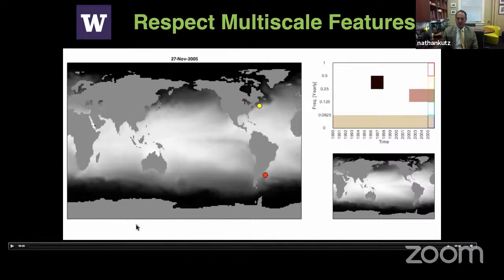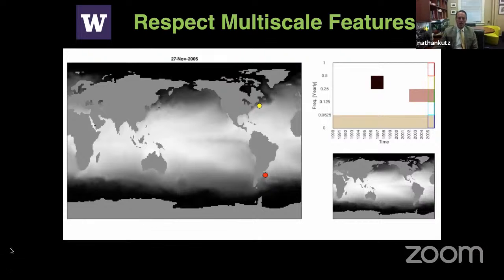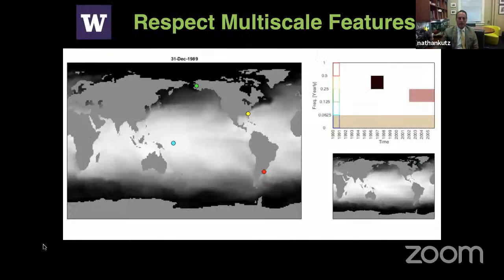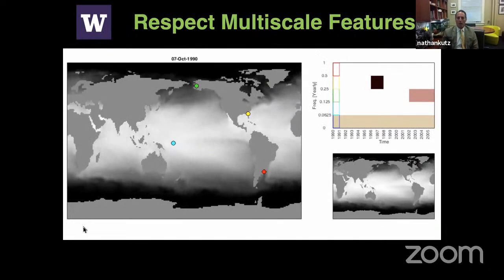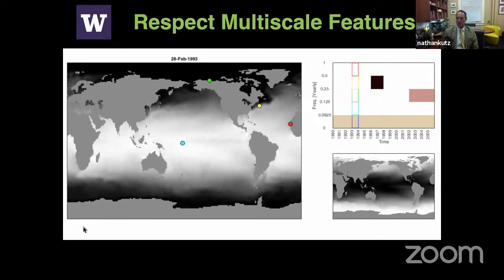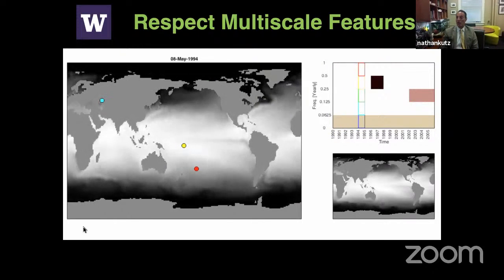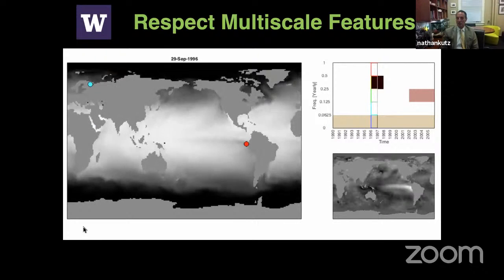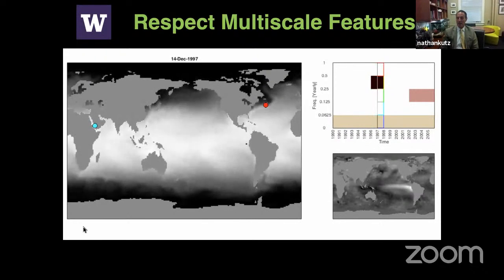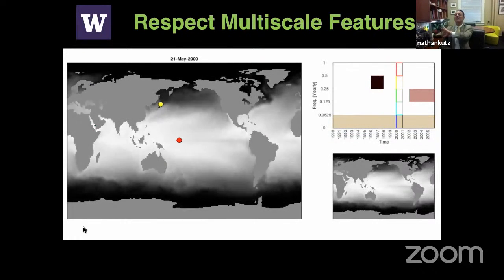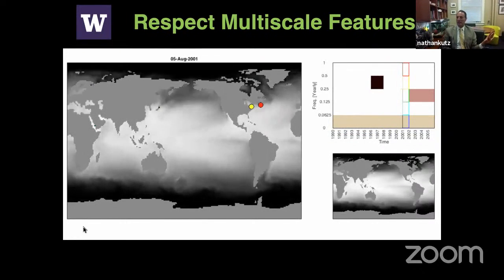And what we've done is asked the following question. I would like to measure the ocean. I want to pick as few locations as possible and reconstruct all of the ocean. So you see where those dots are? Those are my measurement locations. And from those measurement locations, I can reconstruct the entire sea surface temperature data set.